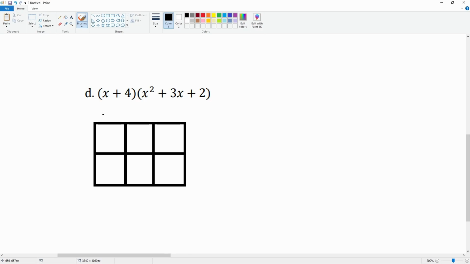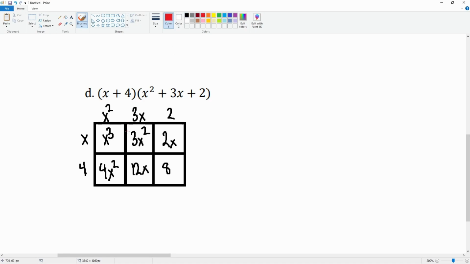And then the next one, this is a 2 by 3. So on the top row, x squared, 3x, and a 2. On the side, it is an x and a 4. X times x squared becomes x cubed. X times 3x is 3x squared. 2 times x is 2x. X squared times 4 is 4x squared. 3x times 4 is 12x. And 4 times 2 is 8.